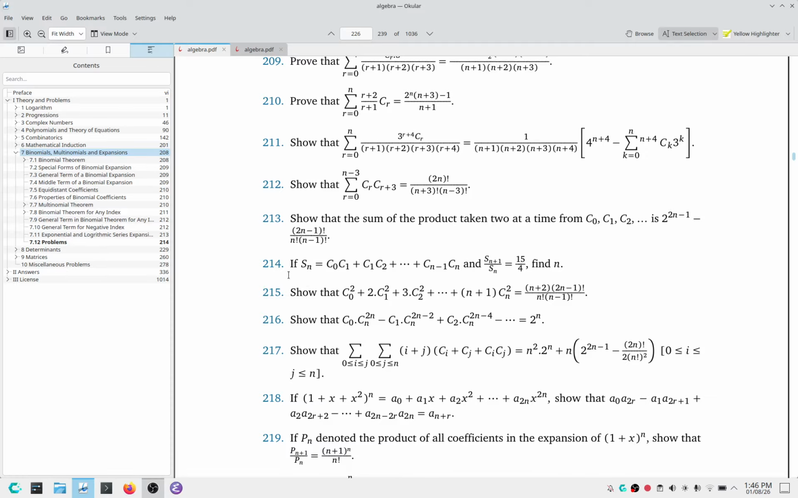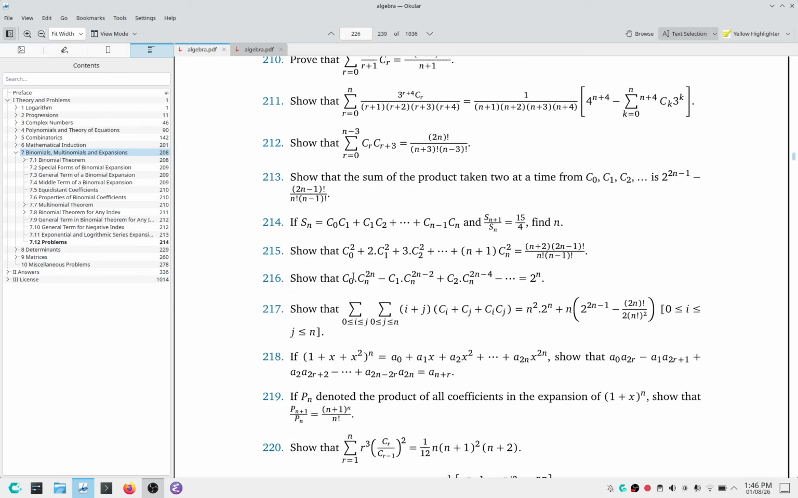We move on to question 216. It says that show that nC0 times 2nCn minus C0, that means nC0 C1 times (2n-2)Cn plus C2 times (2n-4)Cn and so on is equal to 2 to the power n.